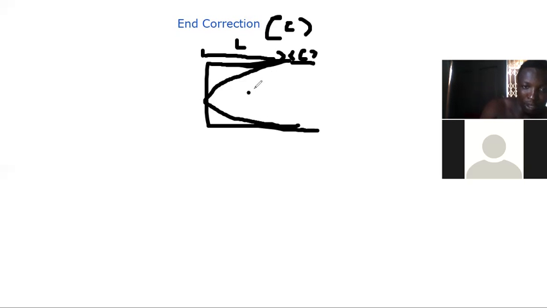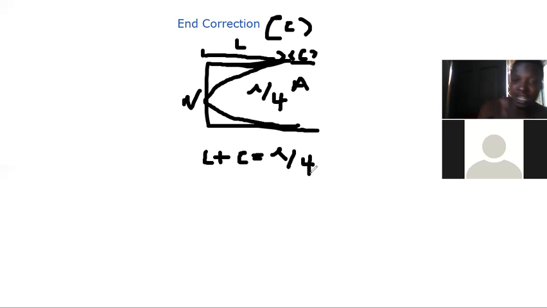Now bear with me that this is all over 4. So here will be the node, here will be the antinode. In calculating the length, you have to add C to it, so the length is L plus C. And L plus C is equal to wavelength all over 4. So when you're calculating, we factor the end correction in. So the wavelength will be equal to 4 times L plus C.